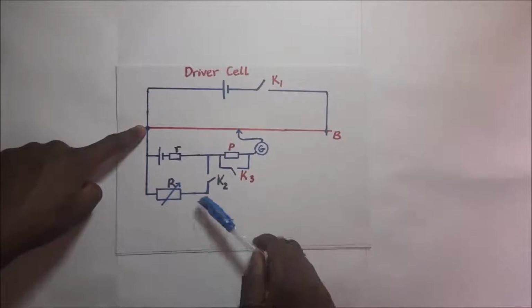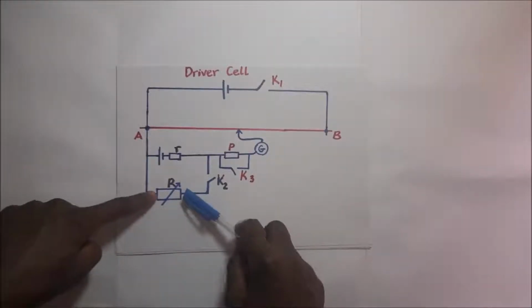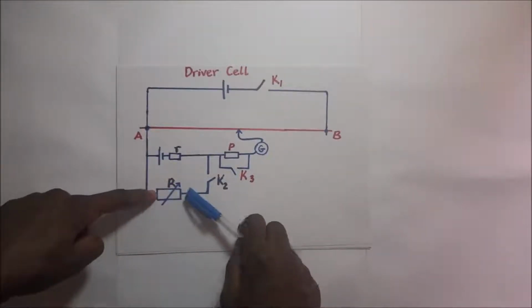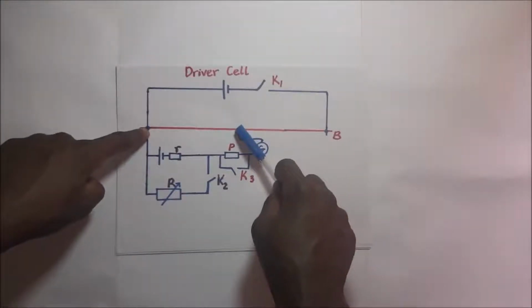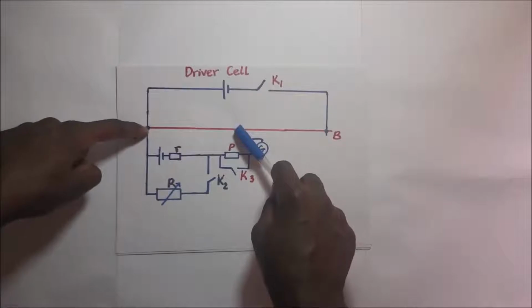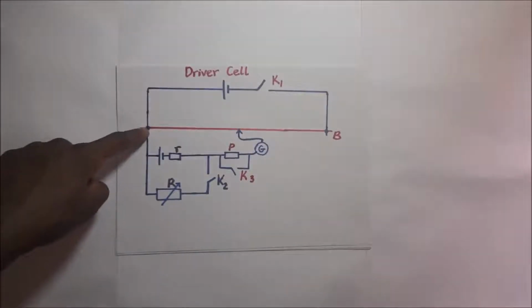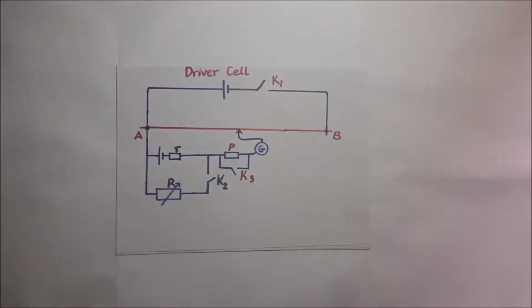length we've obtained. And so the PD across this resistor, IR, is going to be equal to the potential difference across the balance length, which so happens to be the PD per centimeter, or the PD per unit length, multiplied by the balance length, and in this case our balance length will be L.